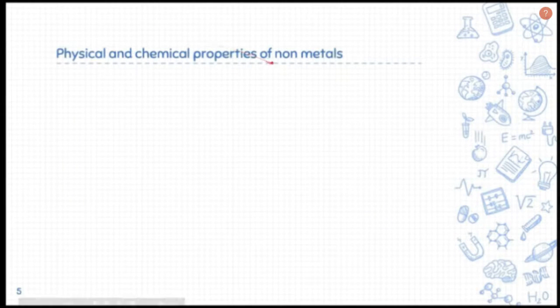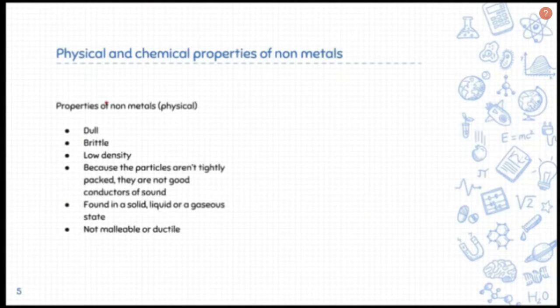Now we're going to be discussing nonmetals. Some of the physical properties of nonmetals is that they're dull, they're not really interesting to look at. They're also brittle, which explains why they're not malleable or ductile. They have a low density, and because their particles aren't tightly packed together, they're not good conductors of sound.